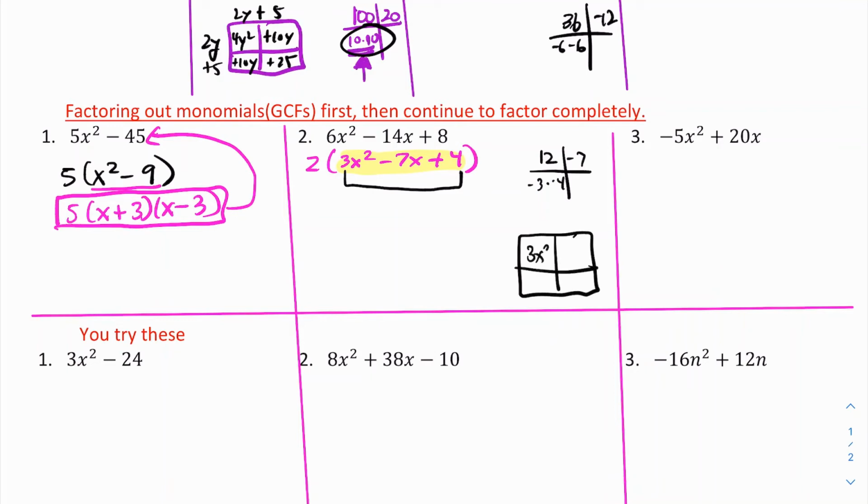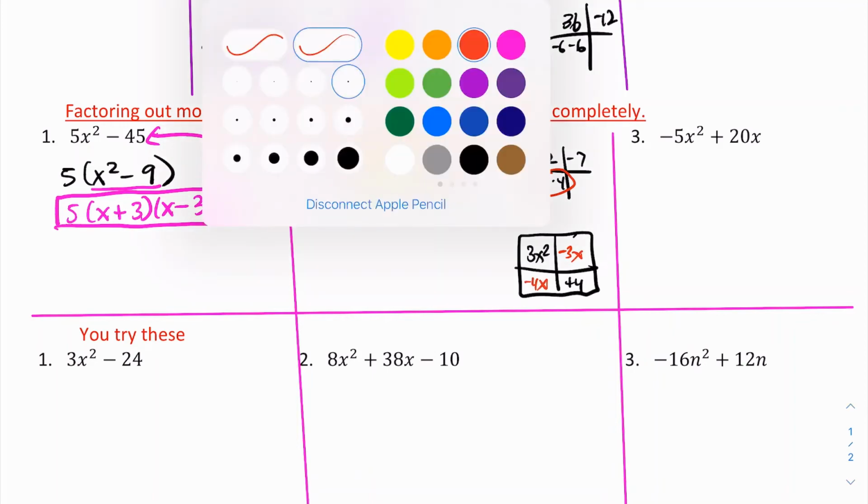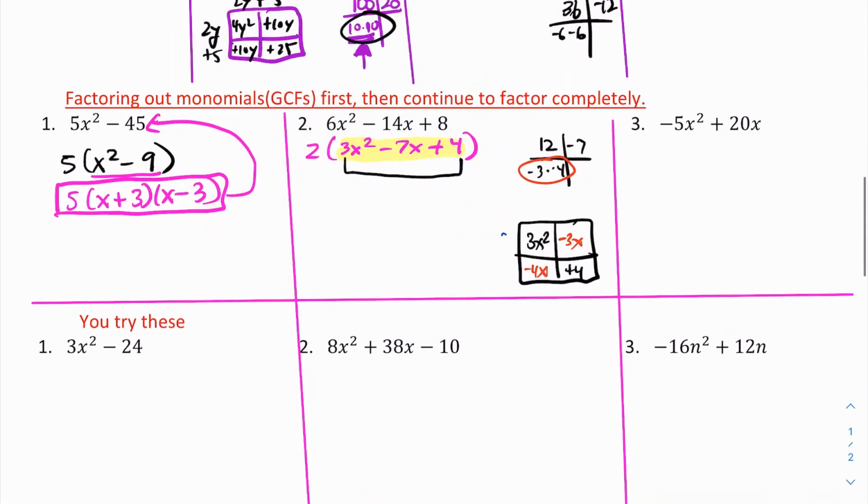So I have 3x squared and then a plus 4. And then the 2 middle terms are these 2, which is minus 3x minus 4x. And then these have 3x in common, which leaves me with x minus 1. And these have a minus 4. So my answer is that. So we have the 2 that we took out originally, and then we have 3x minus 4 and x minus 1.